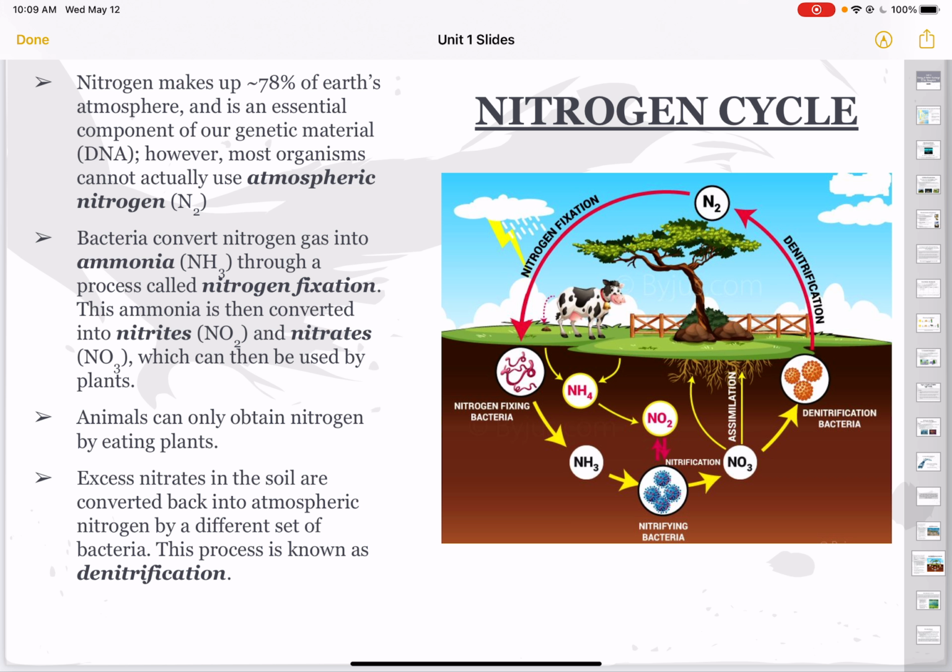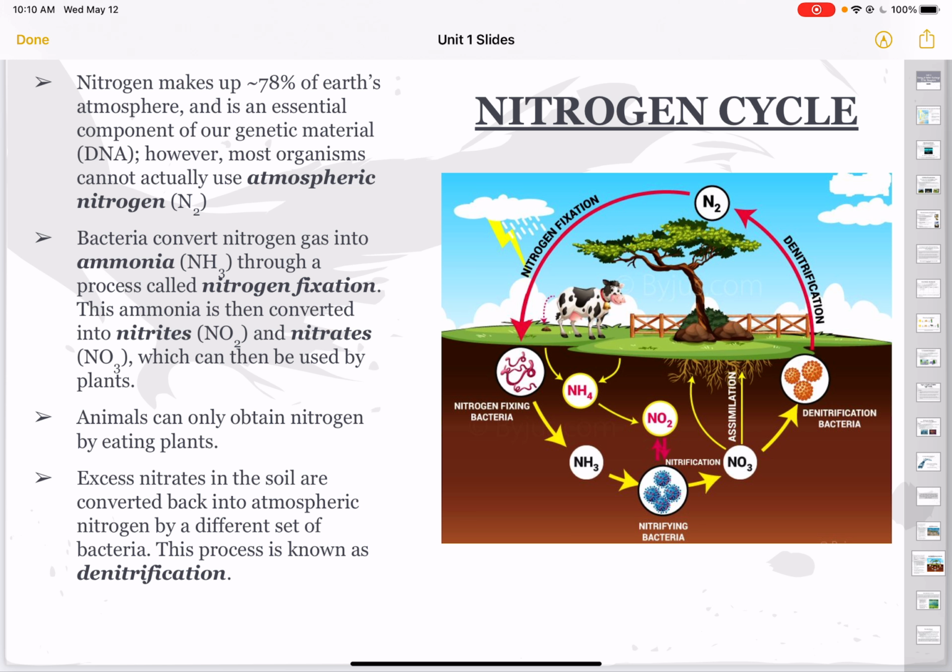Excess nitrates in the soil are converted back into atmospheric nitrogen by a different set of bacteria, and this is called denitrification. So if we create too much NO2 and NO3 in the soil, then this other bacteria will convert it back into N2, and the cycle will continue. So it's just a big long cycle of bacteria converting nitrogen to a way we can use it. We use it, we put it back into the soil obviously when we die, but in general we're just using it in our bodies, but the majority of it is coming from the atmosphere and being converted by bacteria.